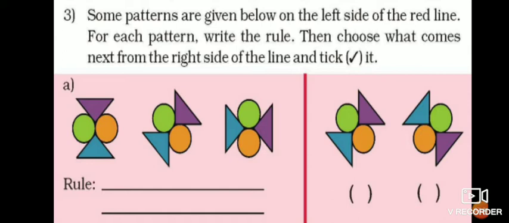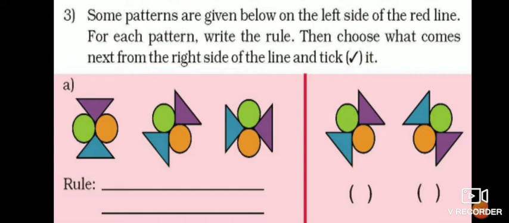Okay, let's start. Some patterns are given below on the left side of the red line. How many figures are there on the left side? There are 3 figures on the left side of the red line, while there are 2 figures on the right side. This is very important. Some patterns are given below on the left side of the red line. For each pattern, write the rule.